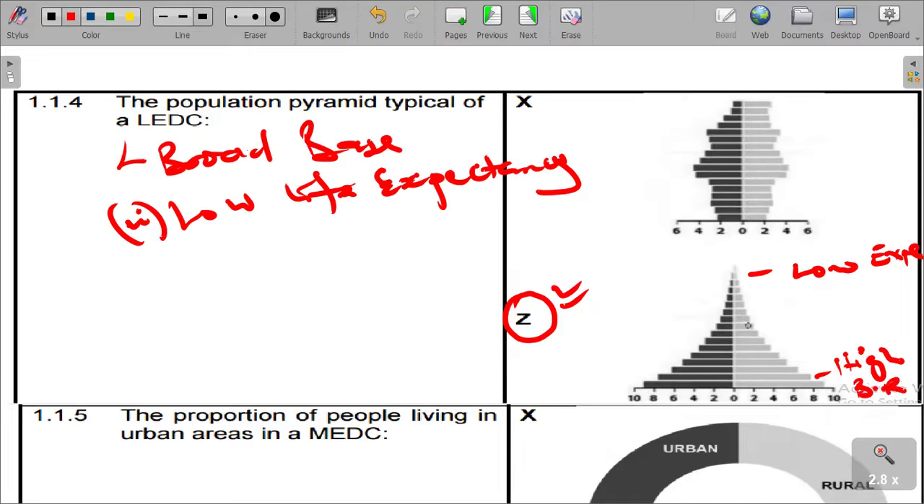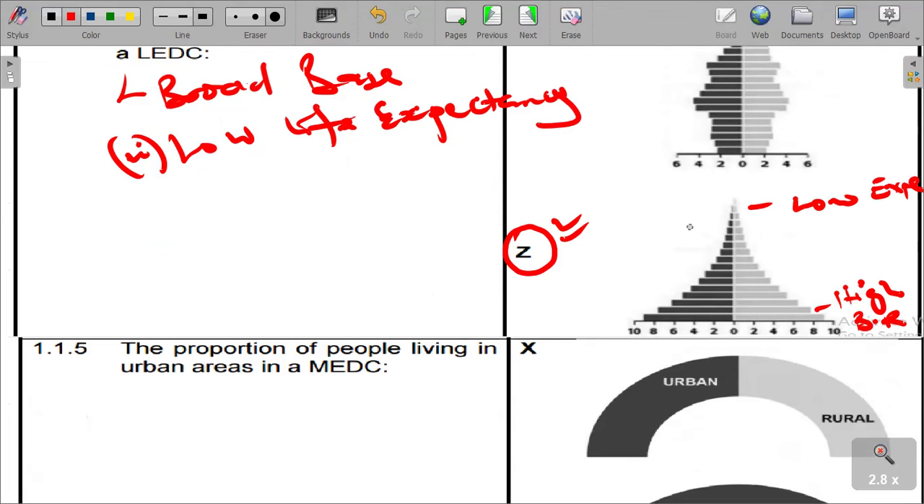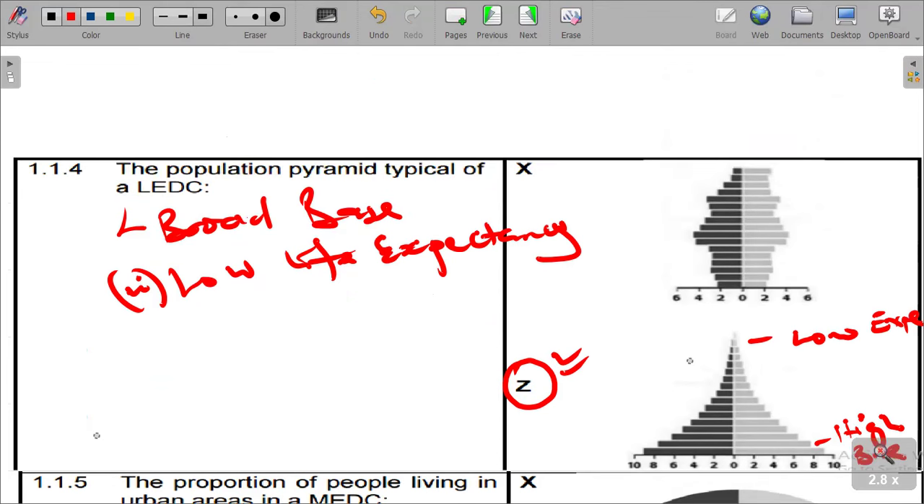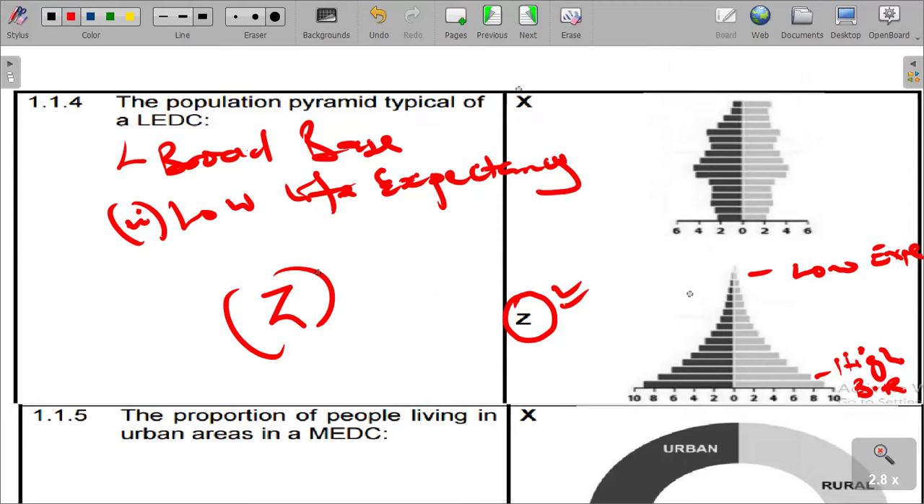However, because of several factors affecting survival, the infant mortality rate is also high, which is typical of a less economically developed country, meaning Z can be the right answer there. The other one will indicate a most economically developed country. Therefore, the right answer is Z.